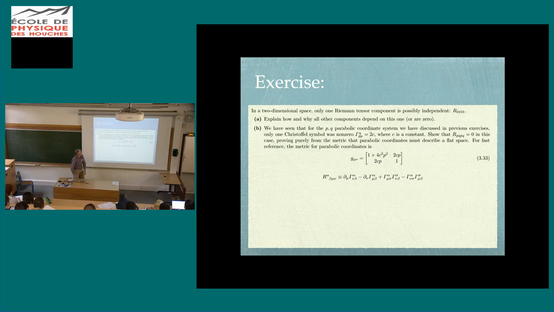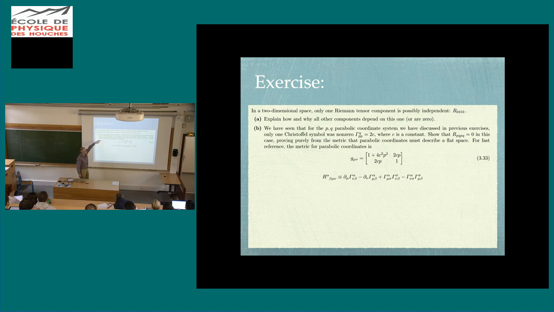So in two-dimensional space, there's only one Riemann tensor that's possibly independent, 0, 1, 0, 1. Why? What about 1, 0, 1, 0? That's going to be the same by symmetry. I flip both of those things. And so if I have 1, 0, 0, 1, that's flipping one of them. They're all going to boil down to this or be 0. And so in a two-dimensional space, all you have to do is evaluate what these things are.